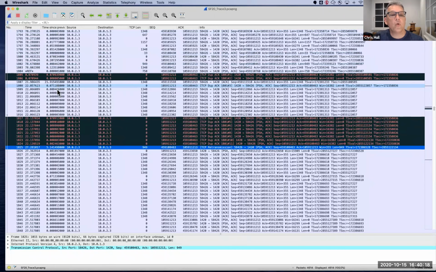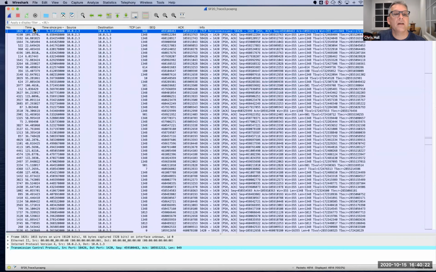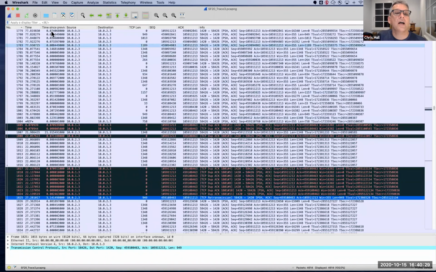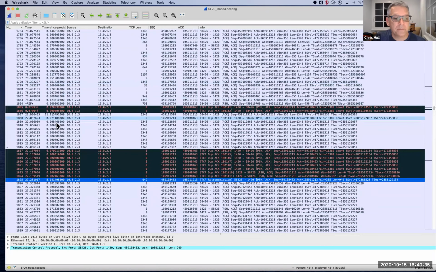And then I have another one. Now what is this? What is this field looking at? So that one, sorry, shouldn't be clicking on that. That one is looking at the time since the previous packet. That's our TCP time delta right there.